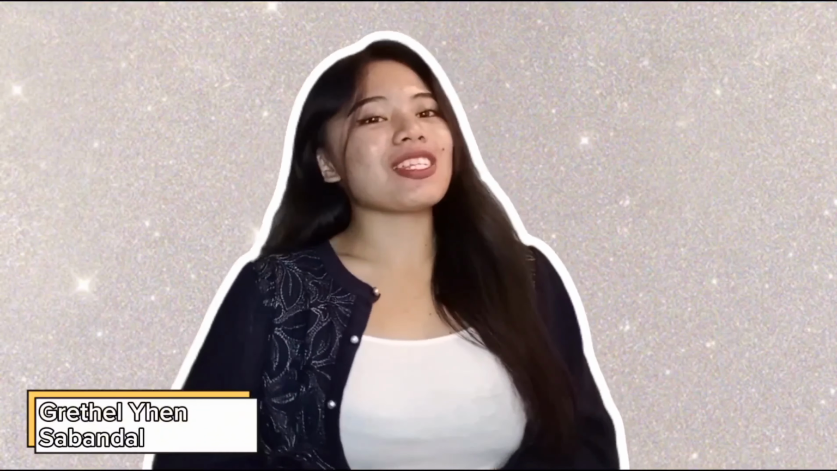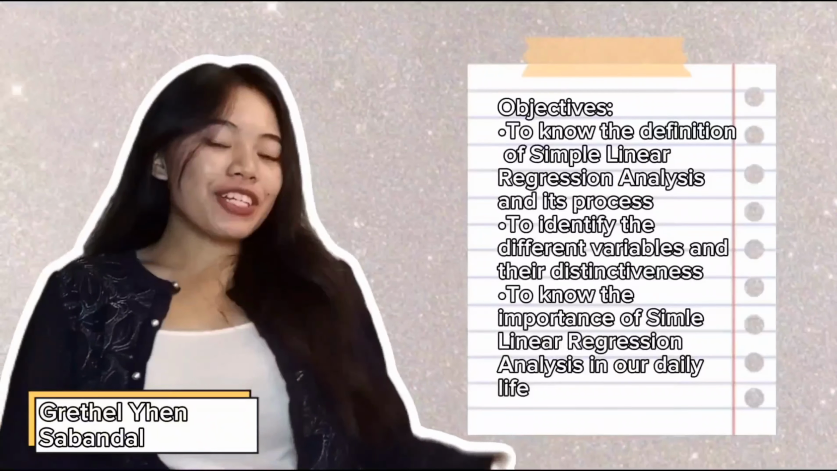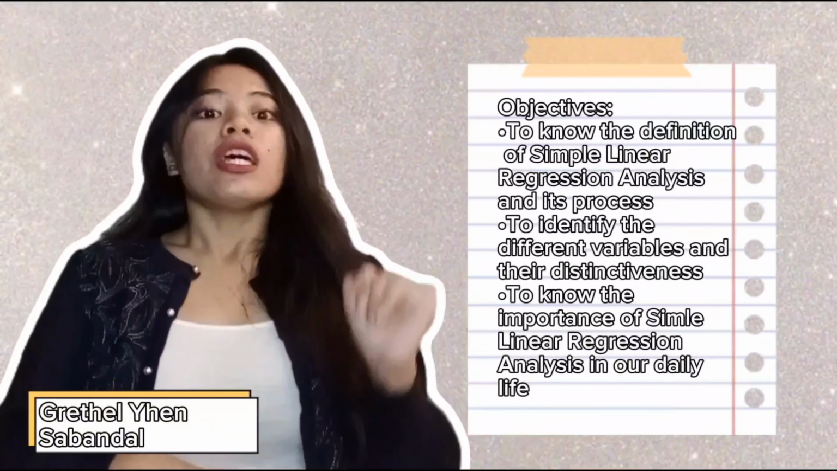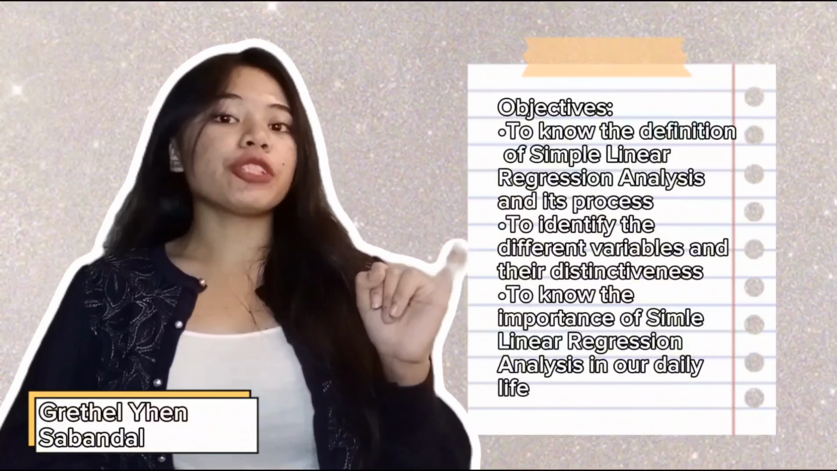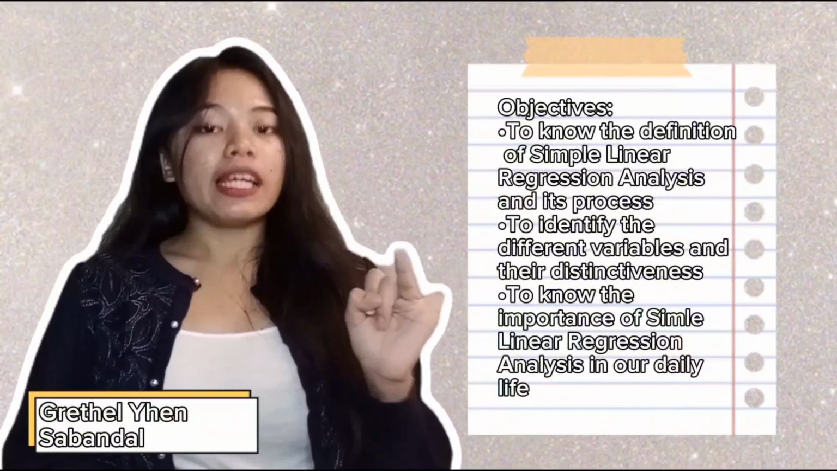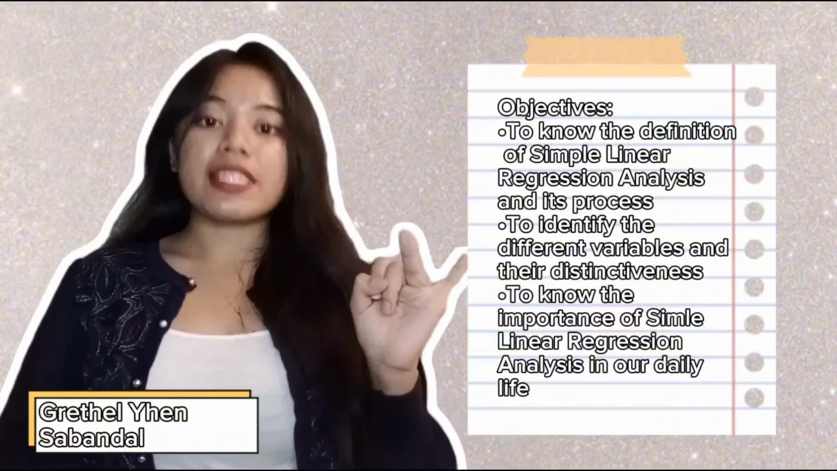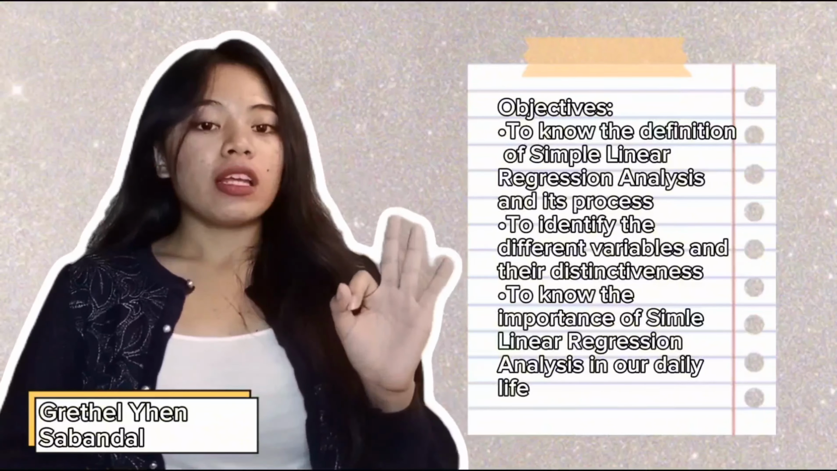Our presentation is all about Chapter 5, Lesson 3, Simple Linear Regression Analysis, with the theme, Exploring the Relationship Between Variables. Here's our objective. The first one is to know the definition of simple linear regression analysis and its process. The second one, to identify the independent variable and dependent variable, and as well as to know their distinctiveness. The third one is to know the importance of simple linear regression analysis in our daily lives.